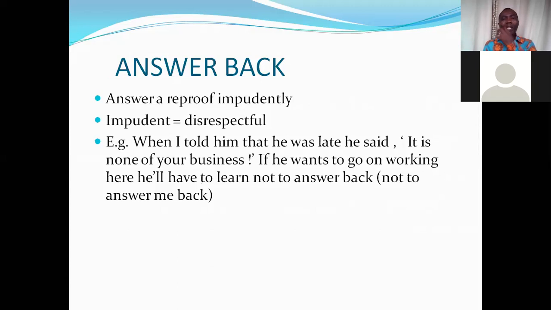You can see that if he wants to go on working here, he will have to learn not to answer back. So in actual fact, if you are living with your parents, you should not be fond of answering back. Do you get it? You may do something bad, and your mom or dad will punish you, rebuke you, or even insult you. Then you turn to your mom or daddy and say, you can't talk to me like that. If you do that, it means you are not respectful at all.